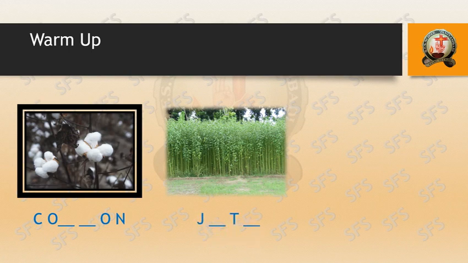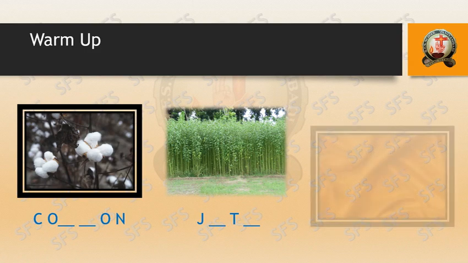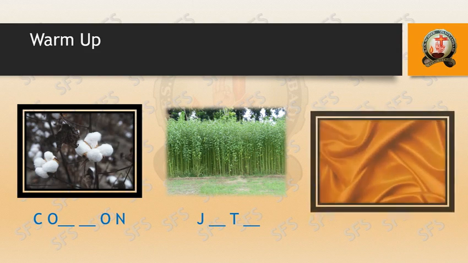I'll give you a hint now. J dash T dash. So which plant will it be? Yes, guys, you can guess it correctly. It is nothing but jute. So what is the spelling of jute? Jute. Fantastic.